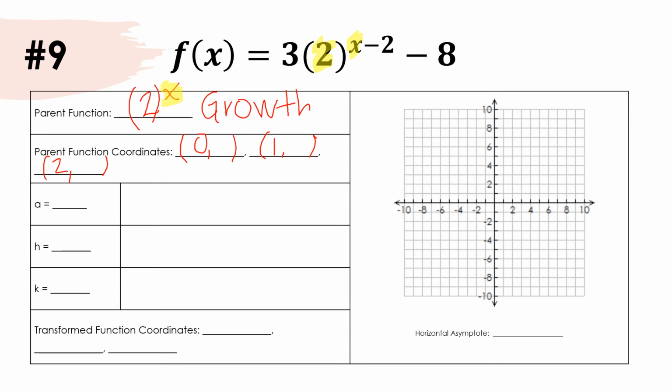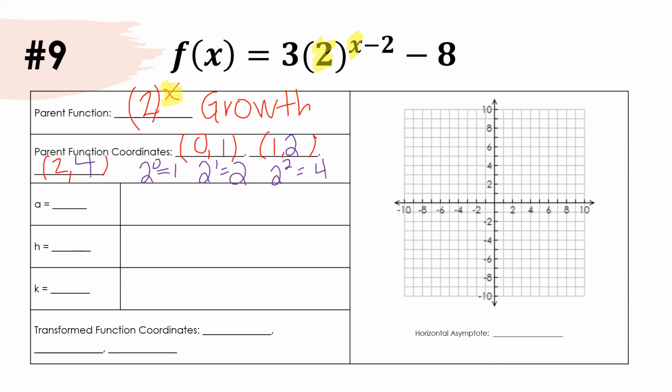So if you do 2 to the 0, that is going to get you 1. Anything to the 0 is 1. Then do 2 to the first, which is 2. And then 2 squared is 4. So these are our parent function points.